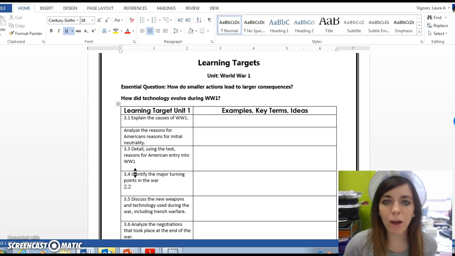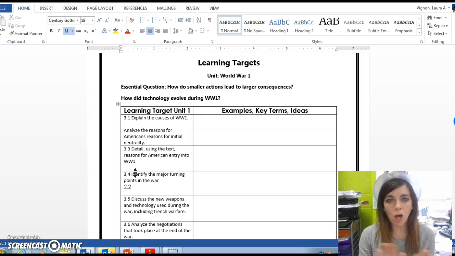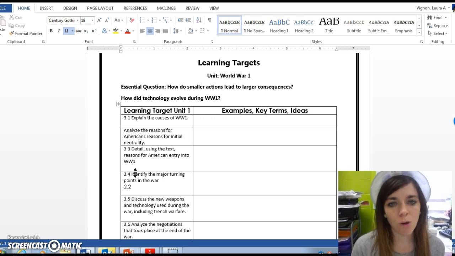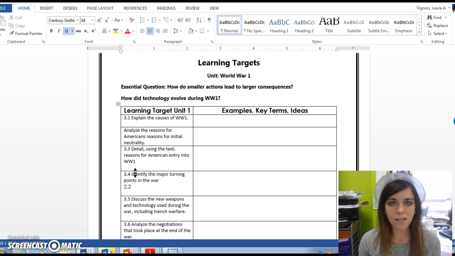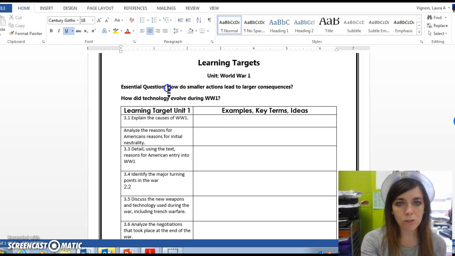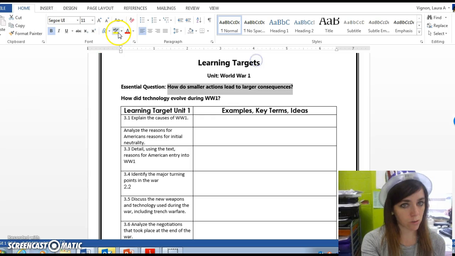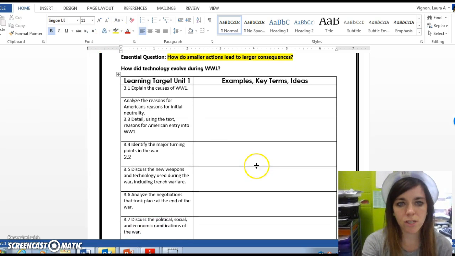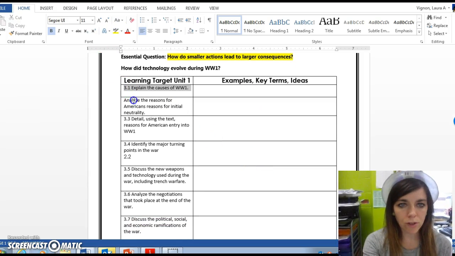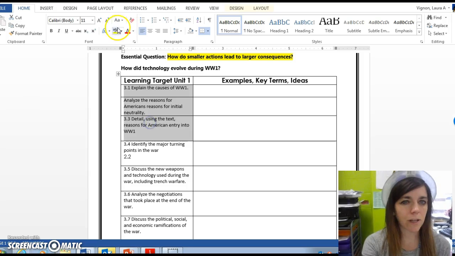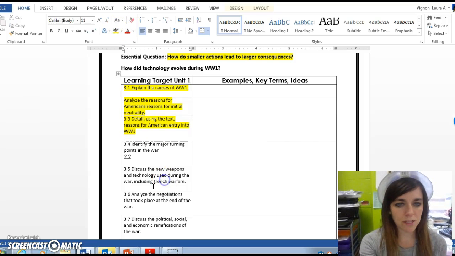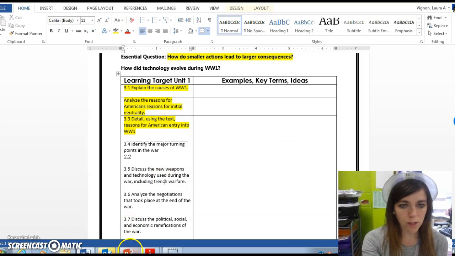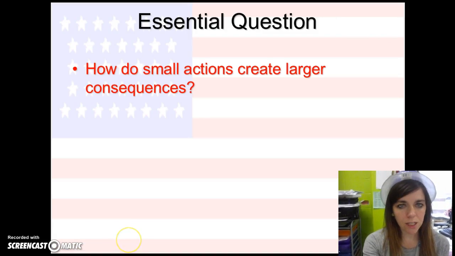So we are talking about World War I, and we're going to be doing our awesome, extravagant World War I PBL project. So this is our learning target sheet. Today we're going to focus on how do smaller actions lead to larger consequences. So that's your essential question today. And we're also going to cover 3.1, 3.2, 3.3, and that's probably it for today. We'll see what time lends us, okay? So let's go to the PowerPoint and let's get to business.